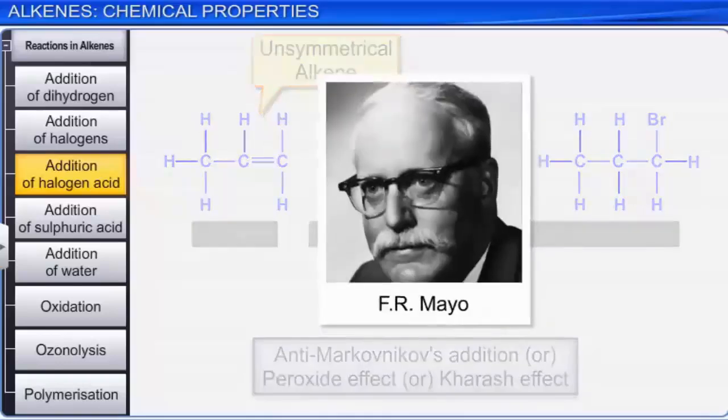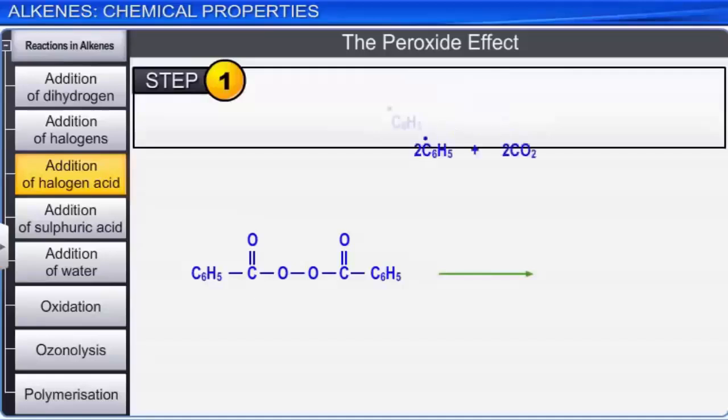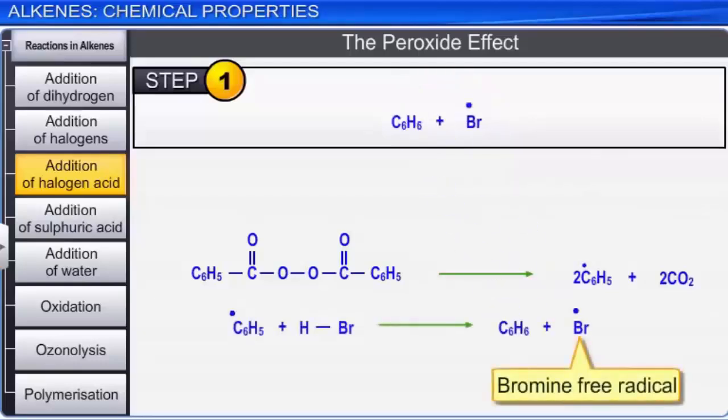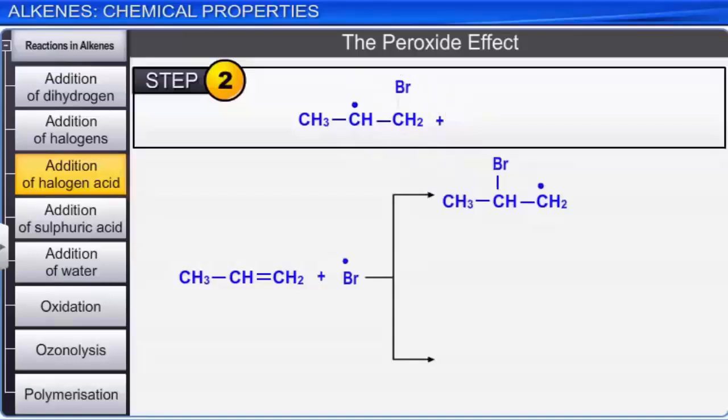The peroxide effect takes place via the free radical mechanism. In this reaction, initially benzoyl peroxide undergoes homolysis to form a phenyl free radical. This attacks hydrogen bromide and results in the generation of a bromine free radical. This bromine free radical further propagates the reaction by attacking the double bond in propene. Hence, propene undergoes homolytic cleavage to produce less stable primary and more stable secondary free radicals as shown here.